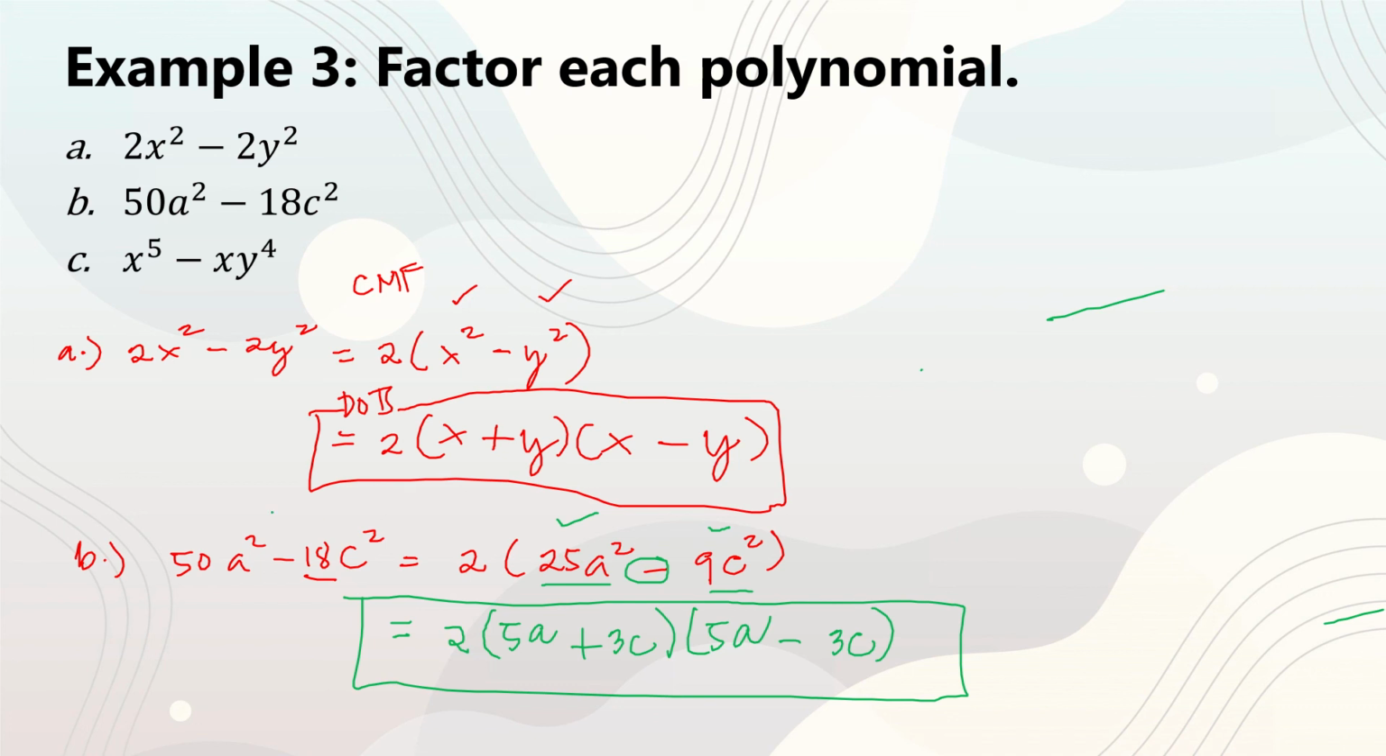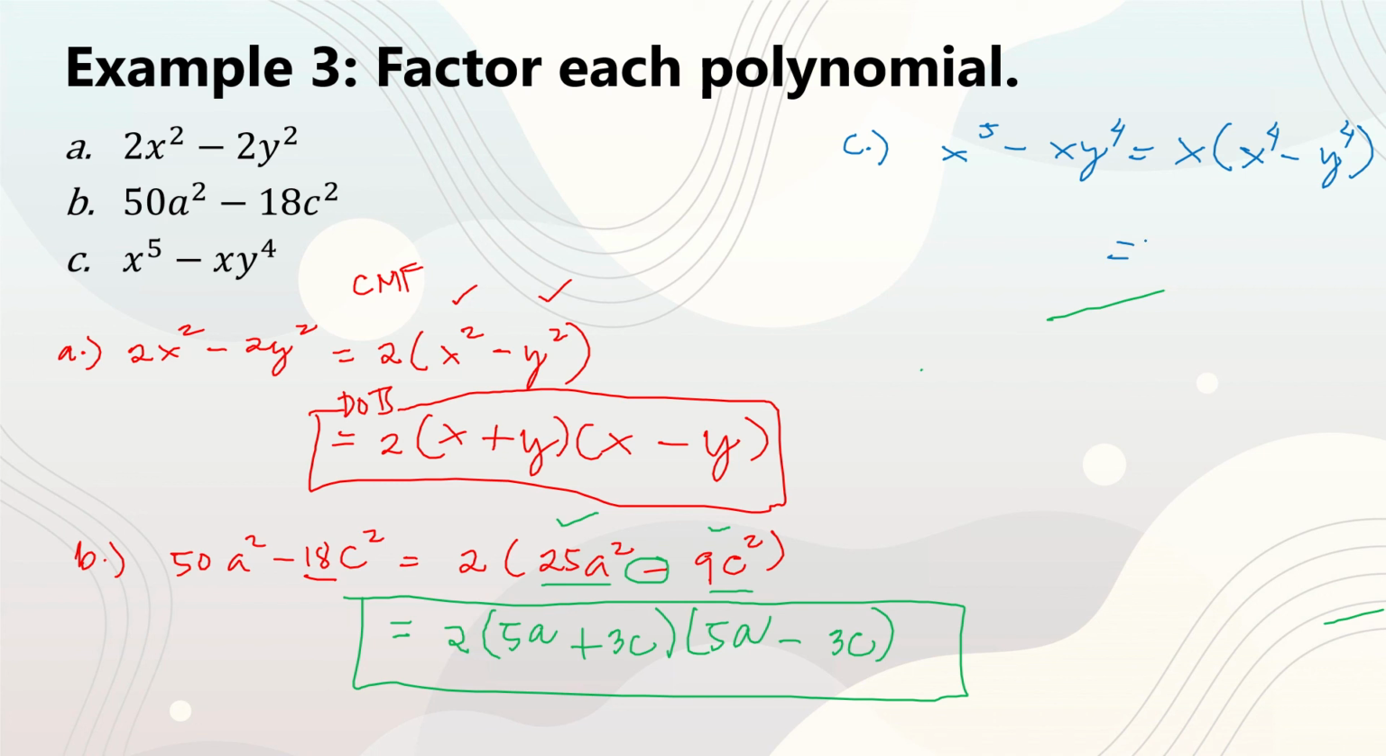Okay, let's have C now. C naman, yung binigay sa atin is x to the power 5 minus xy to the power 4. So, unang gagawin, maghanap ka ng GCF. Yung GCF nila, pareho silang may x. So, isang x lang yung malalabas natin kasi isa lang yung x sa second term. So, kapag kukunin natin yung isang x sa x to the power 5, 4 na lang yung matitira. Minus, kinuha na natin yung isang x dito. Matitira y to the power 4.